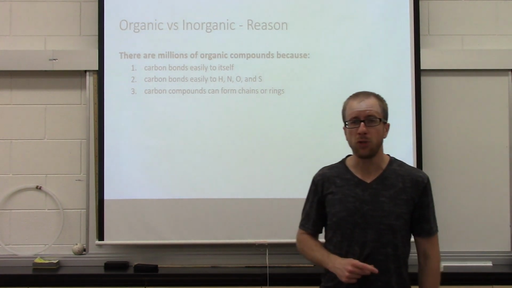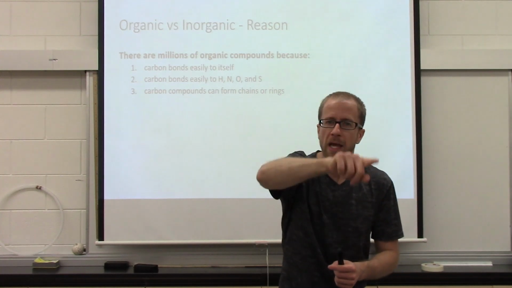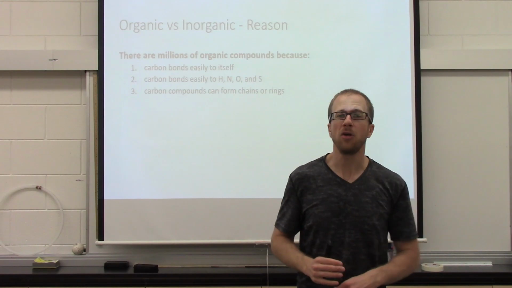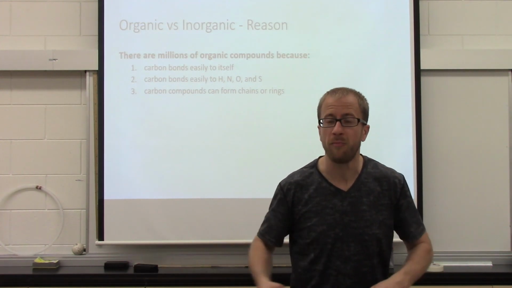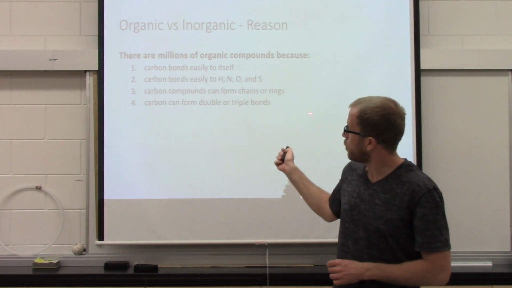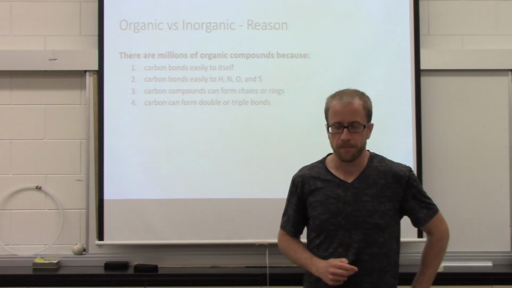Carbon compounds can form chains or rings. The carbon atoms can bond in a cyclic structure. This opens up a huge array of possible compounds. And I've already touched on this, they can form double and triple bonds.